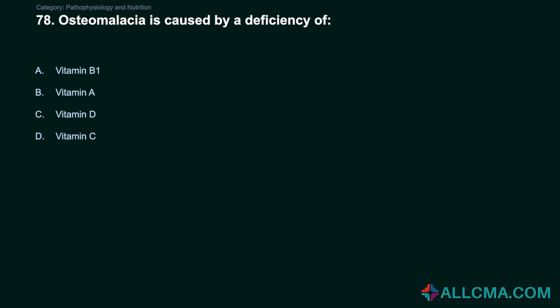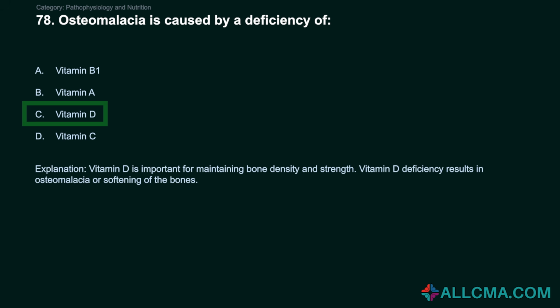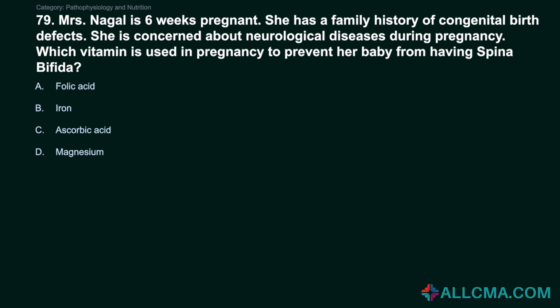78. Osteomalacia is caused by a deficiency of A. Vitamin B1. B. Vitamin A. C. Vitamin D. D. Vitamin C. Correct answer, C. Vitamin D. Vitamin D is important for maintaining bone density and strength. Vitamin D deficiency results in osteomalacia or softening of the bones.